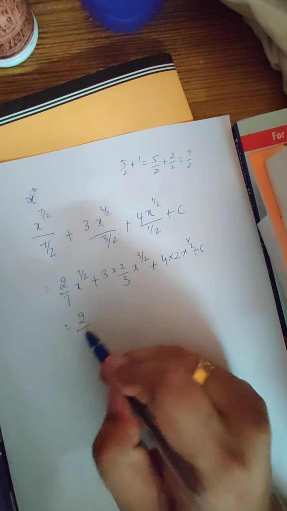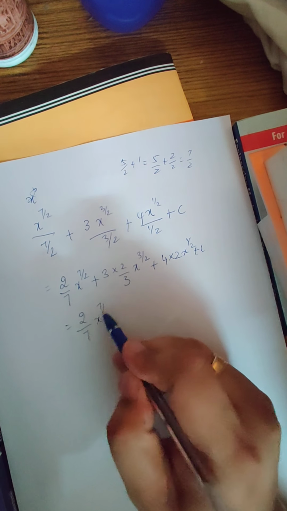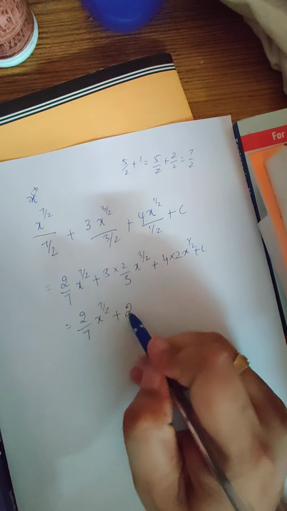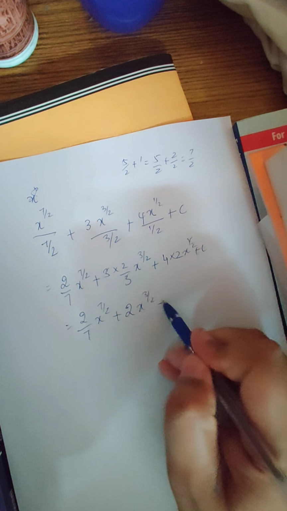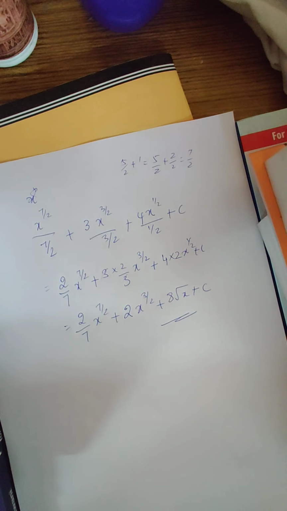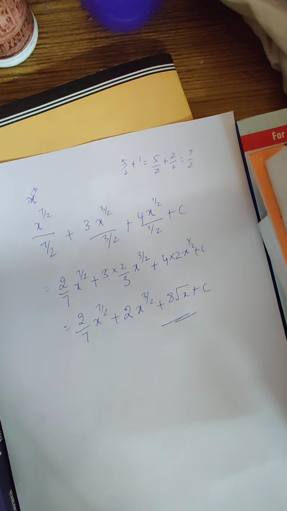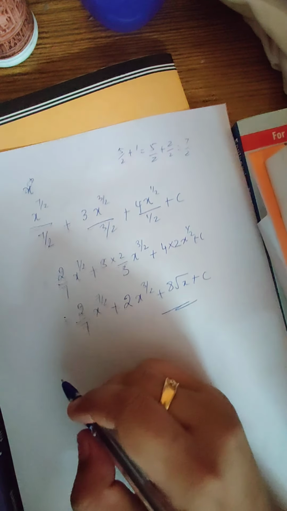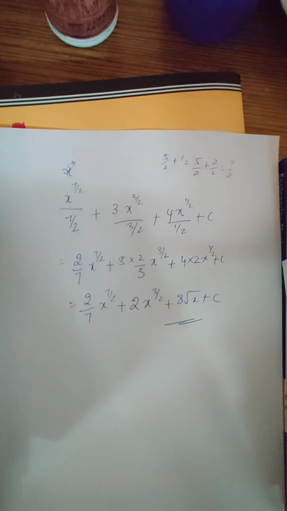So I can write this as 2 by 7 x to the power of 7 by 2, the 3 and 3 will get cancelled, plus 2 x to the power of 3 by 2 plus 4 root x plus c. That is the required answer. You can also keep it as x power 1 by 2 also. Next, is that clear, students?